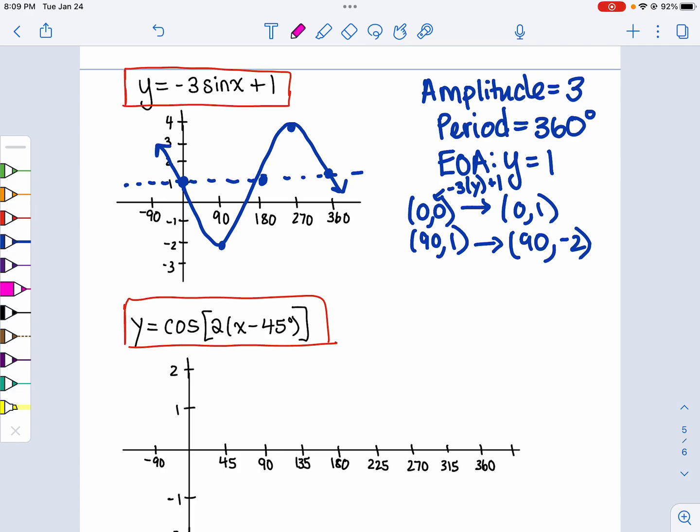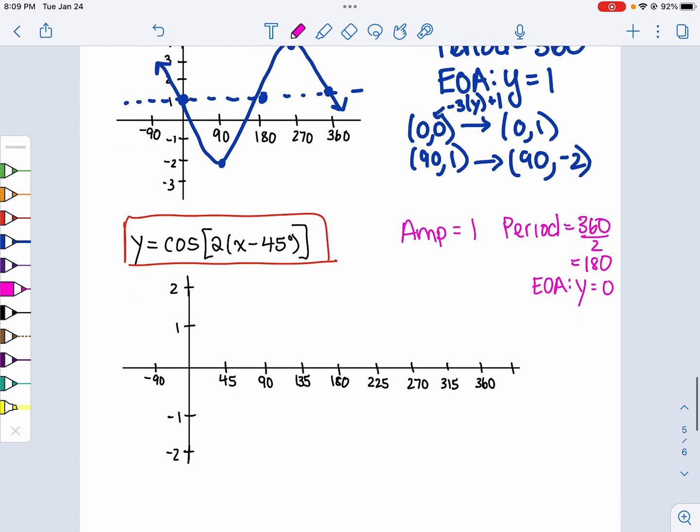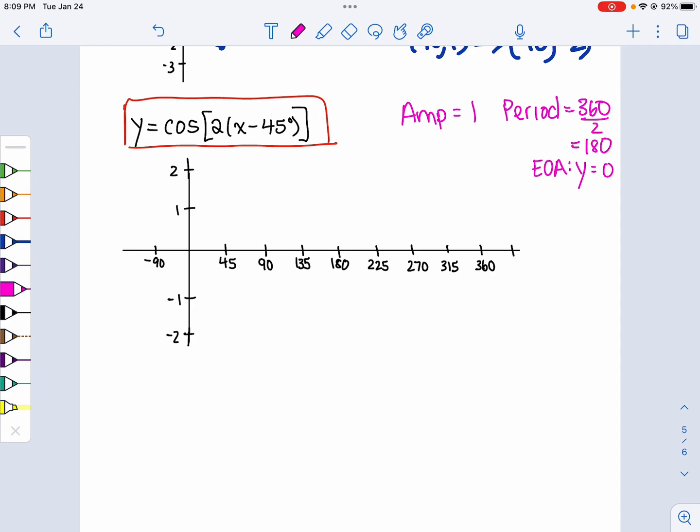Okay, next one. Let's go through all the key features. So you got an amplitude of 1. You got a period of 360 divided by k. So 360 divided by 2 is 180. Your equation of axis hasn't changed, so it's still going to be at 0. And you're going to get shifted to the right 45 degrees. And it's cos. So my points are 0, 1, 90 and 0, 180 and -1, etc.